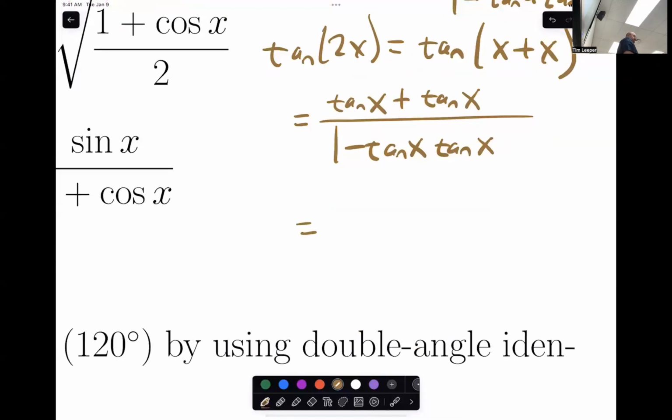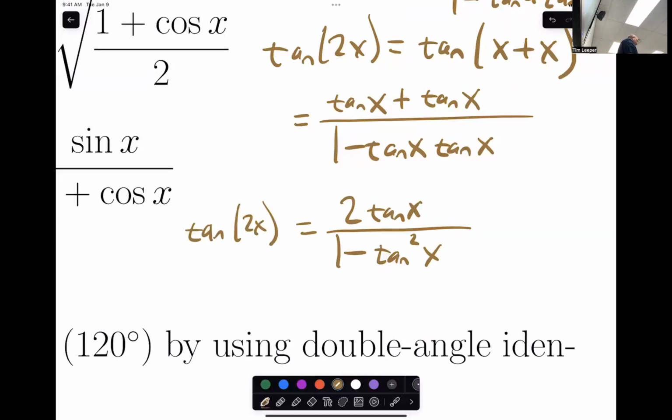And then we simplify. Notice that in the numerator, we have a tangent x plus a tangent x. When you add them together, you get 2 tangents of x. All over in the denominator, you have 1 minus tangent times tangent, and tangent times tangent is tangent squared when the arguments are the same. So it's going to be tangent squared of x. So the tangent of 2x is 2 tangent of x all over 1 minus tangent squared of x. Good deal.